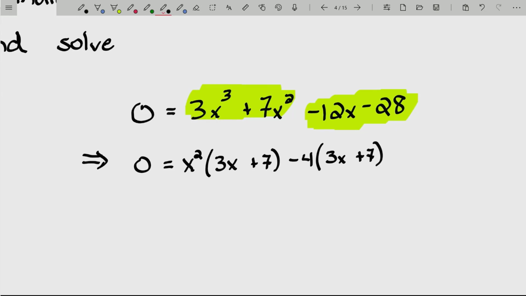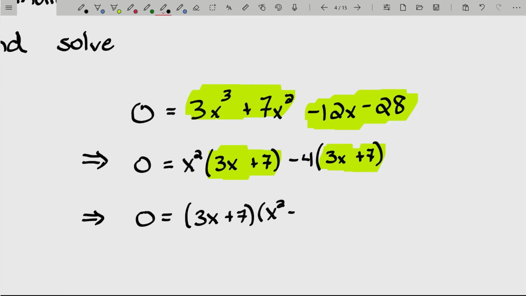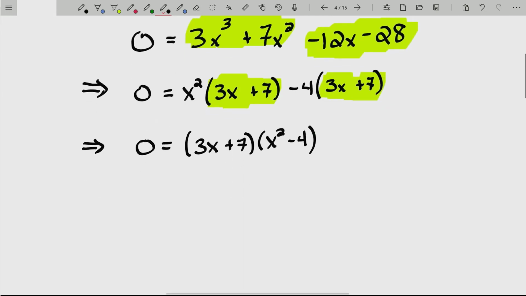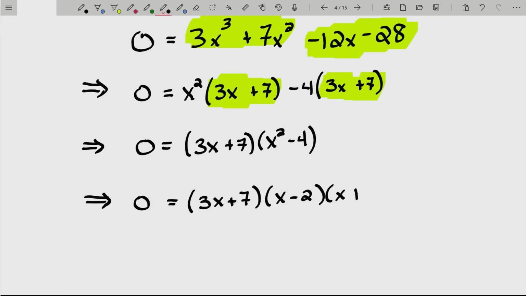Notice both of the terms that we have now have a 3. Oops, that's not what I wanted to say. They both have a 3x plus 7. So I'll factor out a 3x plus 7. All of those years spent factoring, and here you are finally using it for a purpose, right? And you're left with an x squared minus 4. And of course, x squared minus 4 is a difference of squares. So that's going to be 3x plus 7 times x minus 2 times x plus 2.